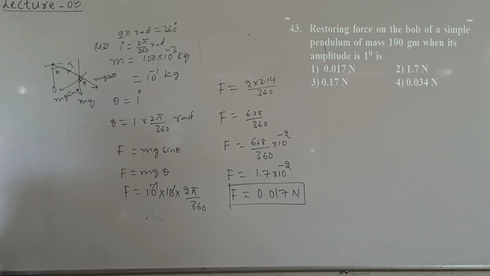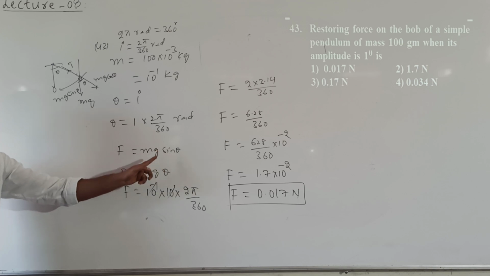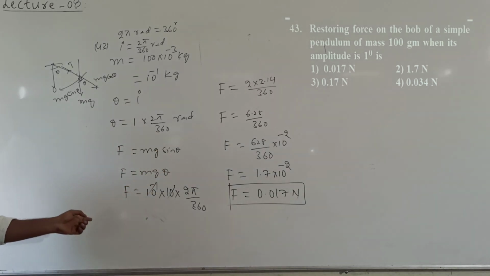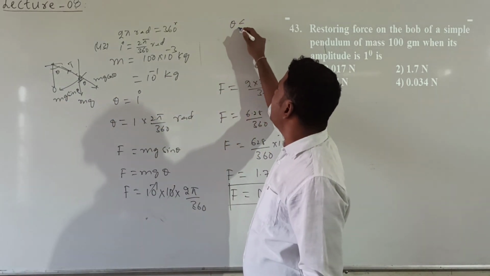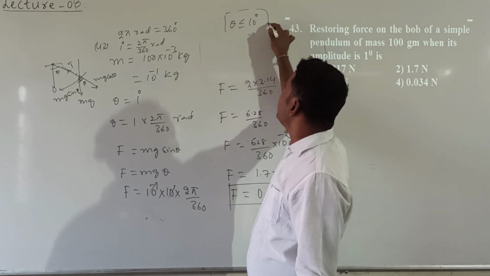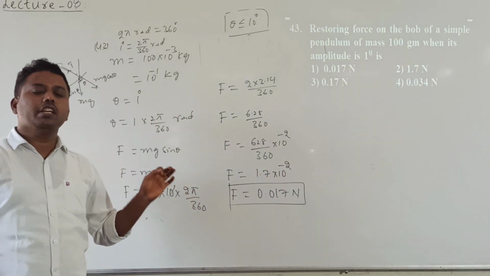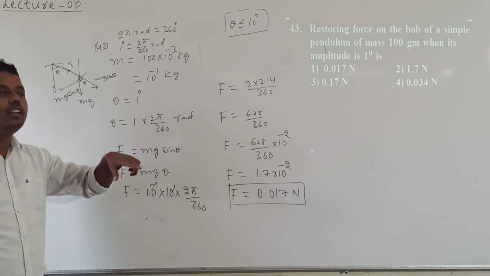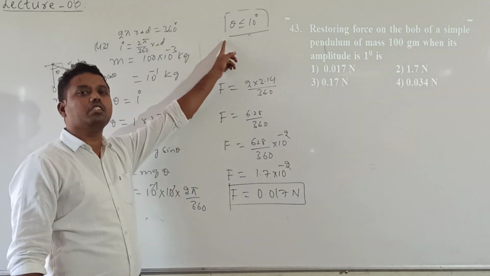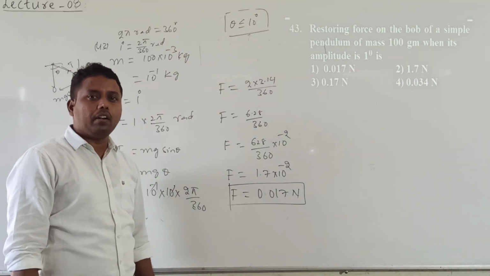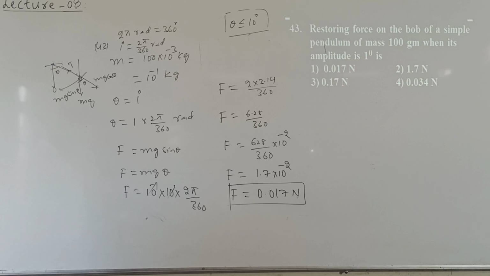That is mg into theta. Whenever theta is very small, sin theta value is equal to theta. Theta is the amplitude. For the simple pendulum, theta value should be less than or equal to 10 degrees. For all oscillations of a simple pendulum, a large amplitude is not essential. To execute this, the must and should condition is that theta value should be less than or equal to 10 degrees. The amplitude of oscillation should be very, very small. Then only the motion is simple harmonic motion. Okay, now? So this is question number 40.